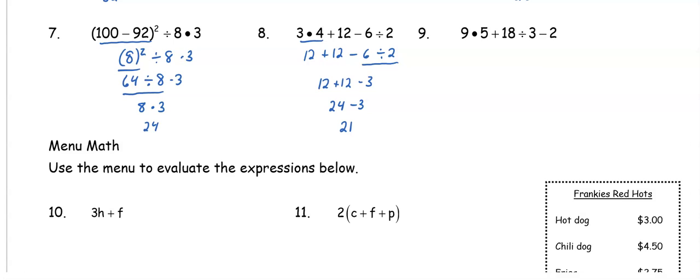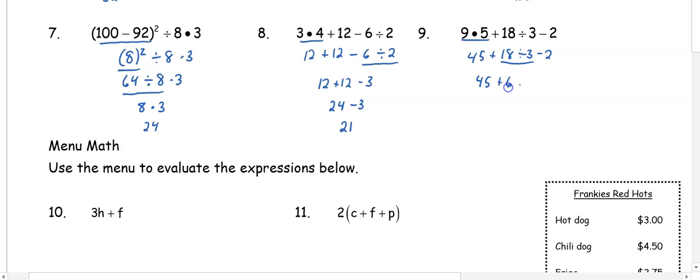In number 9, we have 9 times 5 plus 18 divided by 3 minus 2. So there are no parentheses or exponents. Our first step is going to be to multiply. 45 plus 18 divided by 3 minus 2. We are still in that third step of PEMDAS because we also have division. So 18 divided by 3 is 6. So we have 45 plus 6 minus 2. 45 plus 6 is 51. Minus 2 gets us 49.